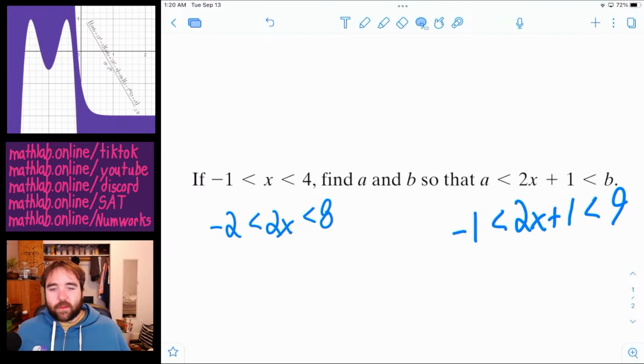So this is how I like to think about these. You just set up the original, and you got to manipulate the original until it turns into what you want. And that'll let you find what you need.